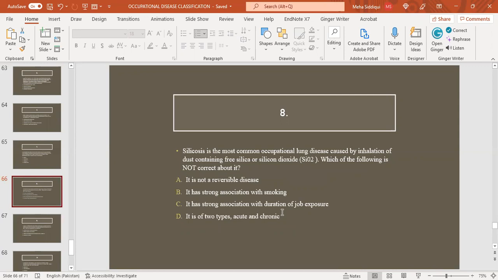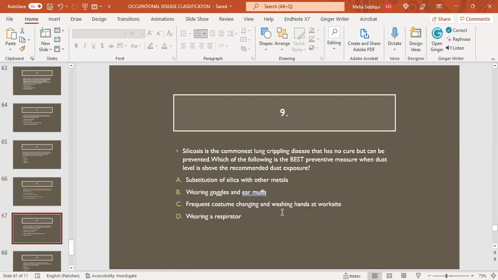D is the right option because it has three types: acute, accelerated, and chronic. MCQ number 9. Silicosis is the commonest lung crippling disease that has no cure but can be prevented. Which of the following is the best preventive measure when dust level is above the recommended dust exposure? A. Substitution of silica with other metals. B. Wearing goggles and ear muffs. C. Frequent costume changing and washing hands at work site. D. Wearing a respirator.